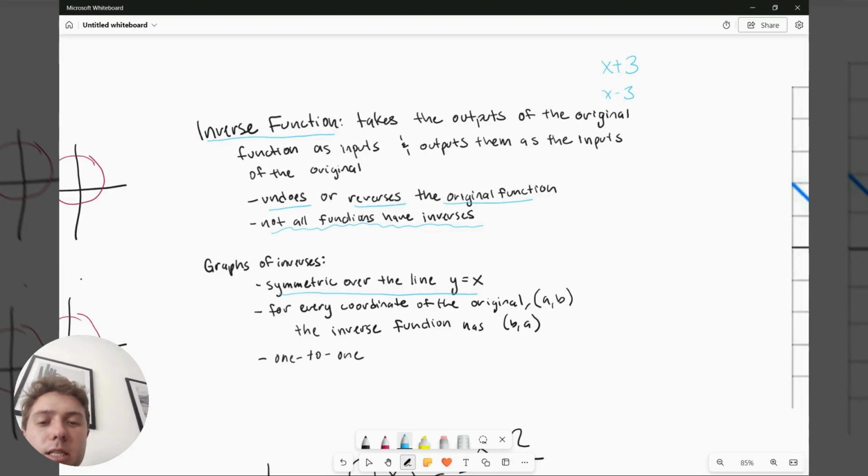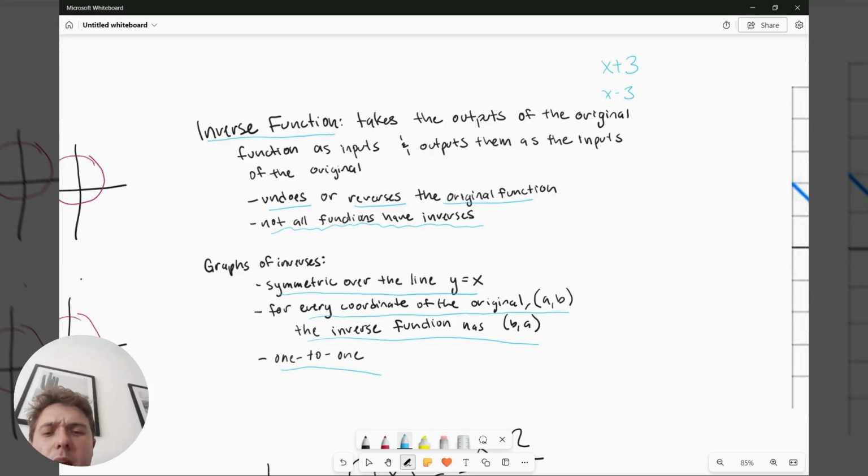And for inverses, every coordinate of the original, the inverse function has the coordinate backwards. So if you have a coordinate a comma b, the inverse is b comma a. Notice those are just switched, right? The coordinates, the input and the output, the x and the y, are just flipped for the inverse. Inverse functions are also one-to-one.